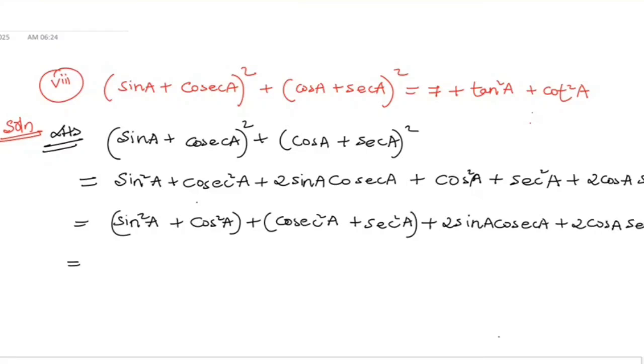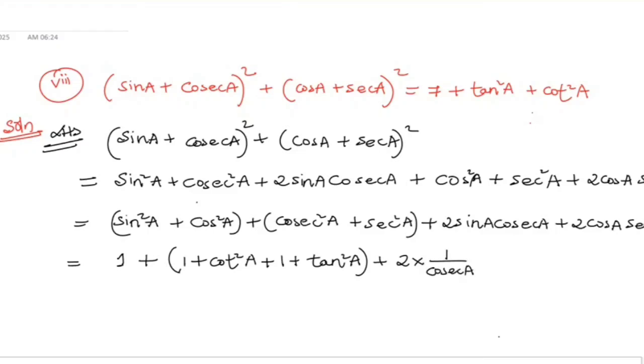Next step, so sin² a + cos² a equal to 1 we can write, plus cosec² a. If you remember the formula, cosec² a we can write 1 + cot² a. Similarly, plus sec² a, we can write 1 + tan² a. These are all formulas. Okay, plus 2 sin a, sin a we can write 1 by cosec a, into cosec a.